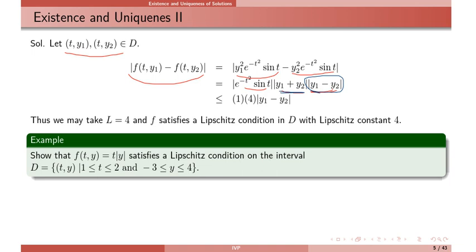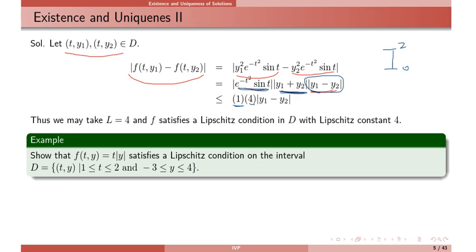Okay, the maximum value of this will be 1. When t equals 0, e power 0 is 1, and sin t is also 1. So e power minus t square sin t is at most 1. What about y1 plus y2? Since y is from 0 to 2, y1 and y2 can take a maximum value of 2. So 2 plus 2, this is 4.